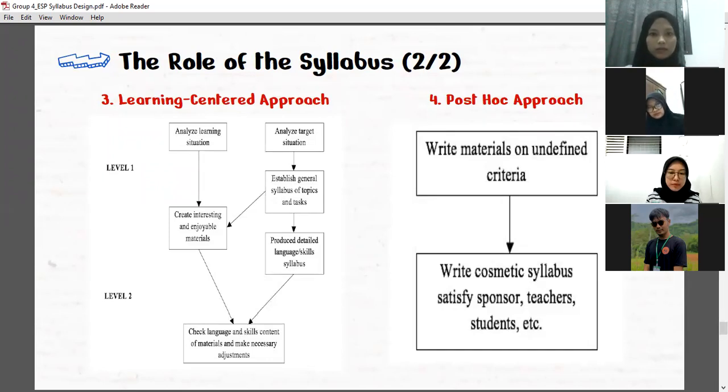And the last is post hoc approach. It just writes material on undefined criteria and then writes a cosmetic syllabus, to satisfy sponsor, teacher, student, and etc.